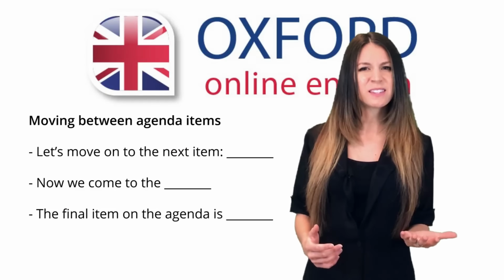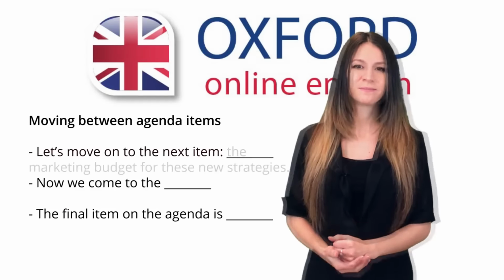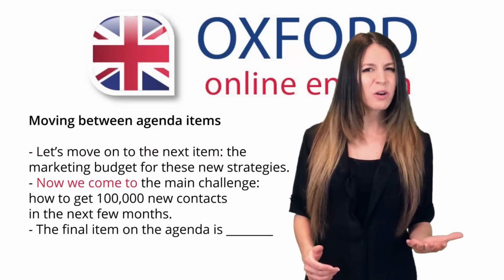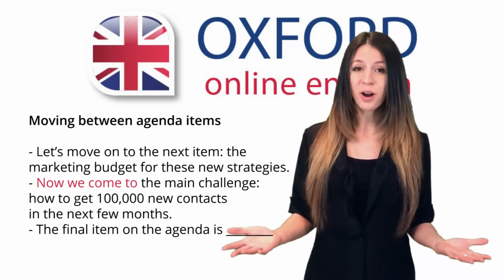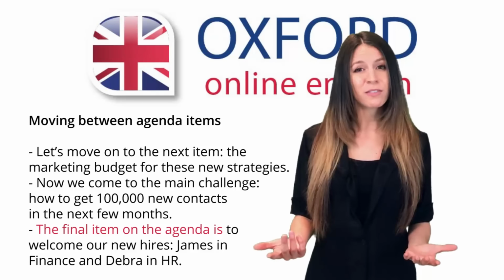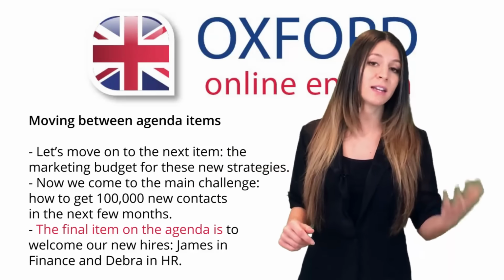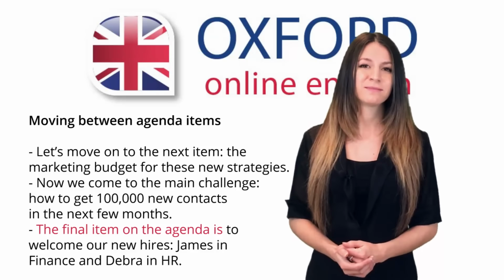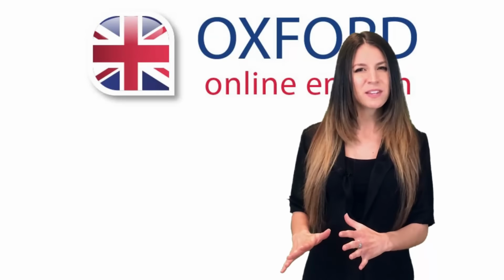Let's see how to use these in some full sentences. Let's move on to the next item, the marketing budget for these new strategies. Now we come to the main challenge, how to get 100,000 new contacts in the next few months. The final item on the agenda is to welcome our new hires, James in Finance and Deborah in HR. You can repeat these steps until you've covered all of the items on your agenda.